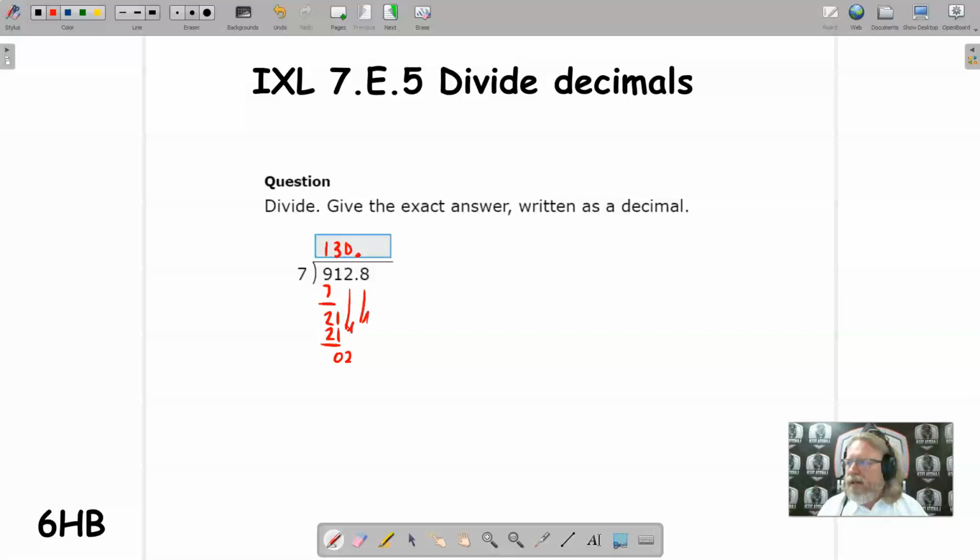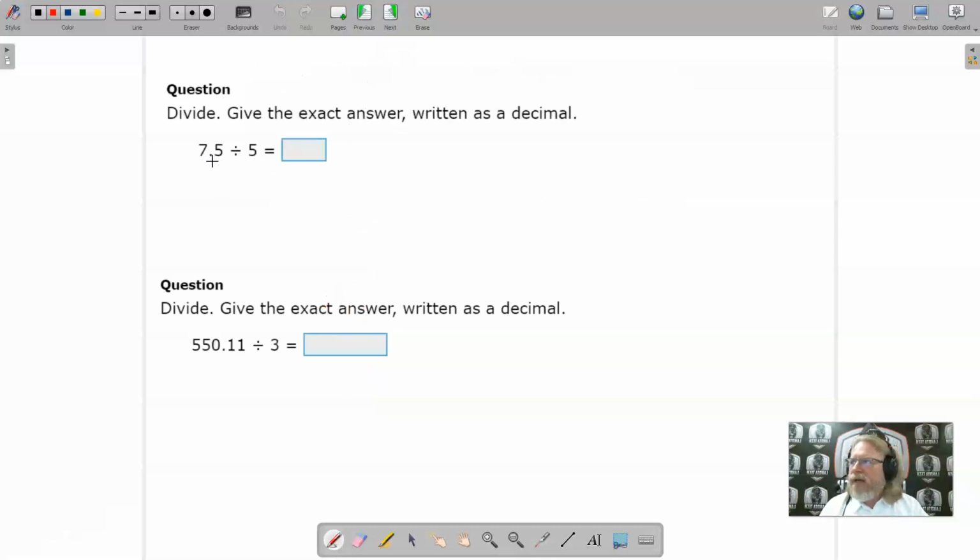So now let's bring down the 8 and put the 8 on there. And 7 will go into 28 4 times. 7 times 4 is 28. And 28 minus 28, 0. So we're finally down to 0, so we know that we're finished, and our final answer is 130.4.